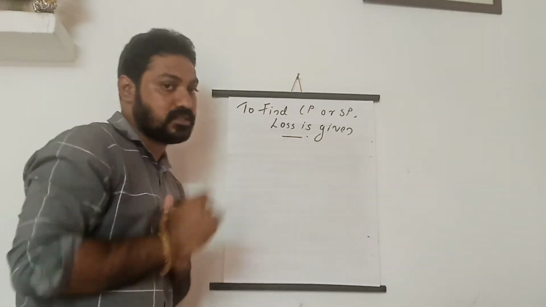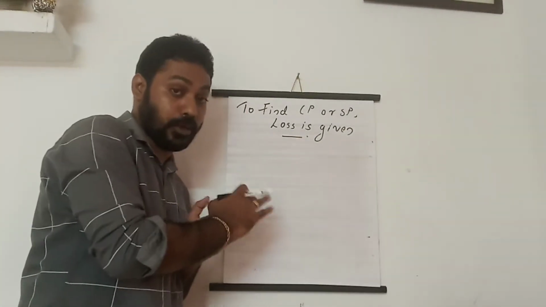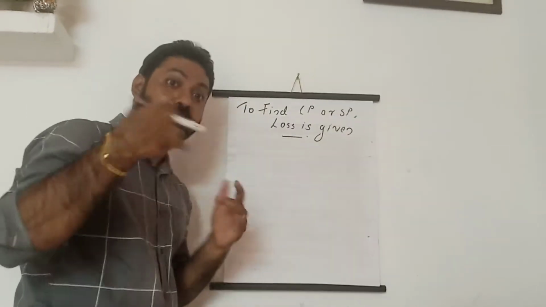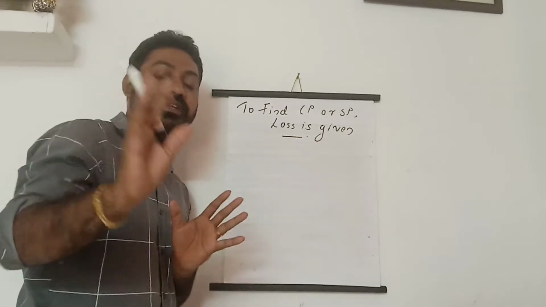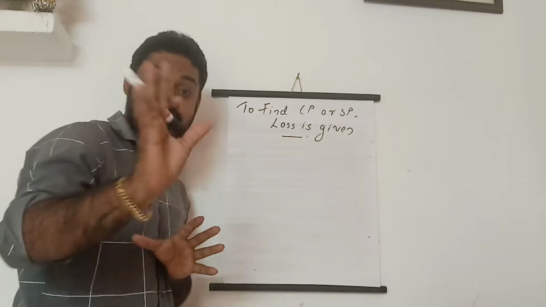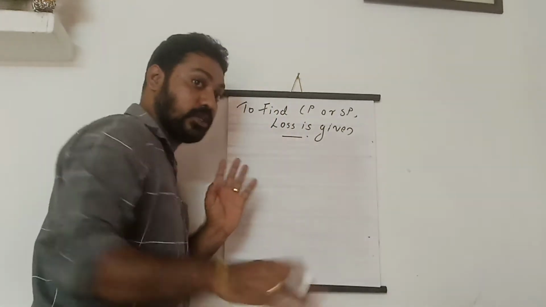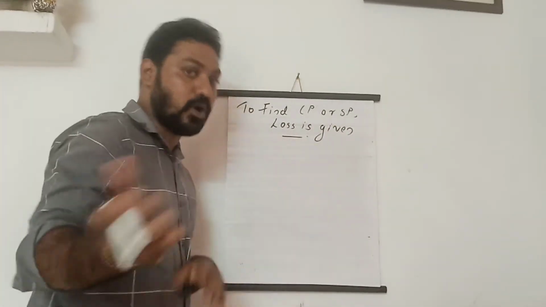So if you know the basic things, it's very easy to study or recall this equation. You don't need to learn it by heart. You just need to understand what is loss and what is profit. If that idea is clear, then you can simply write the equation yourself for the CP and SP if the loss or the profit is given.